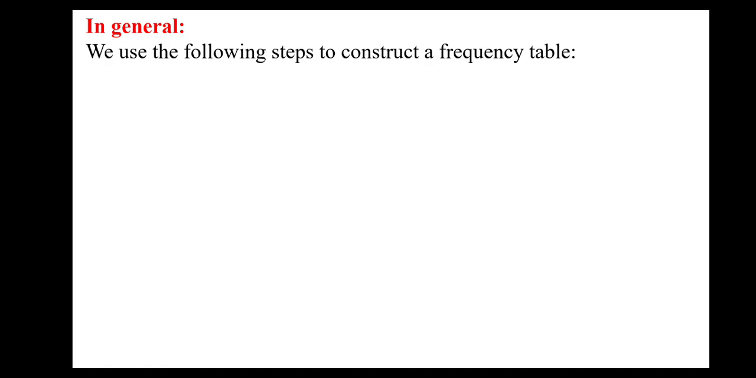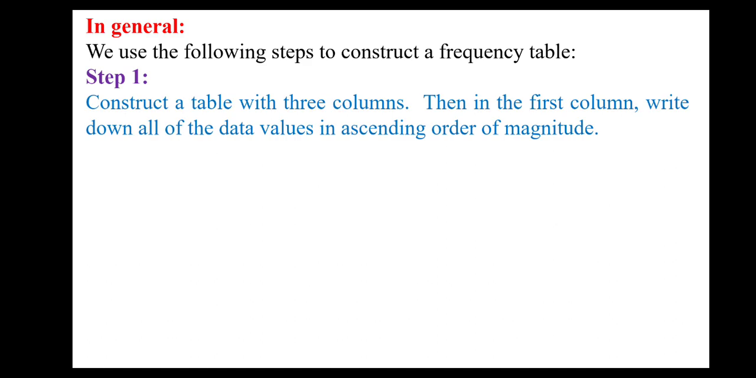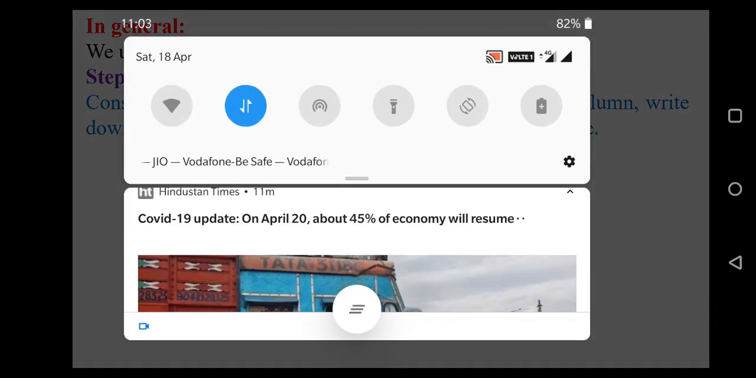Now general instruction. We use the following steps to construct a frequency distribution table. Step 1. Construct a table with 3 columns. Then in the first column we write all the data values in ascending order of magnitude.